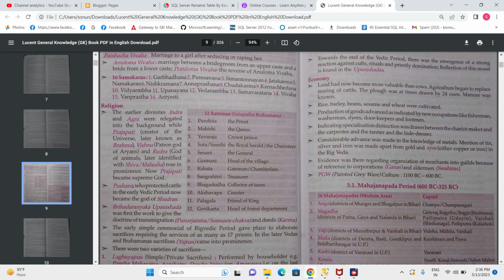So in the economy, the only thing is that rice, barley, beans, sesame and wheat were cultivated at the time of the later Vedic period.